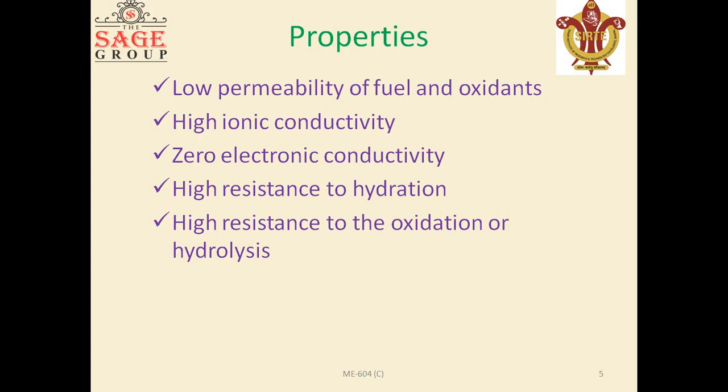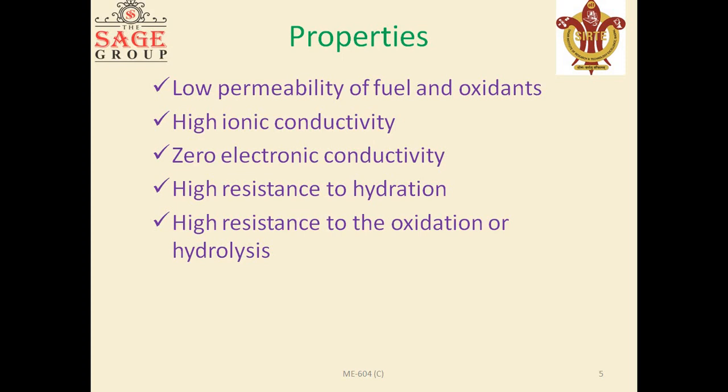And some of the properties of the electrolyte of an ideal cell: low permeability of fuel and oxidant, higher ionic conductivity, zero electronic conductivity, high resistance to dehydration, and high resistance to oxidation or hydrolysis. So these are the properties of the electrolyte of an ideal cell, and this cell is also called the ion exchange membrane cell.